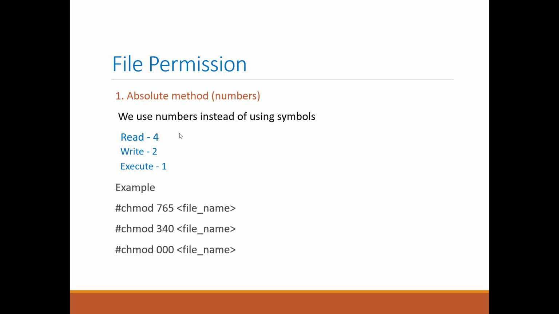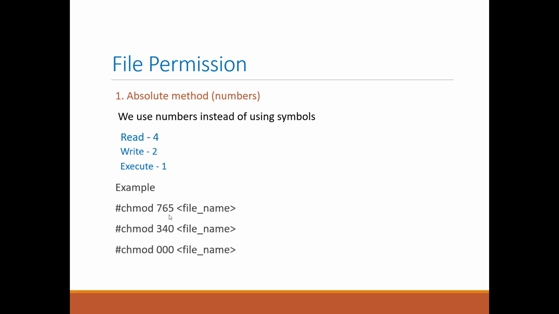So now you can see there are two methods for permission. One is the absolute method. It means we can use numbers instead of characters. For example, read permission is 4, write is 2, execute is 1. The 7 means the total: 4 plus 2 plus 1 is 7. This is the permission given to the user. Then 6 means 4 plus 2, this is the permission to the group. And the third character represents the permission to others, meaning read and execute.